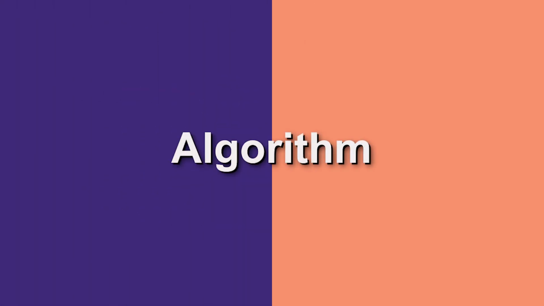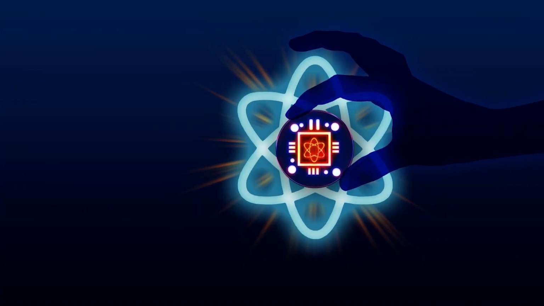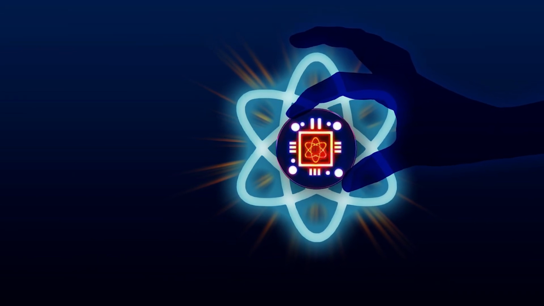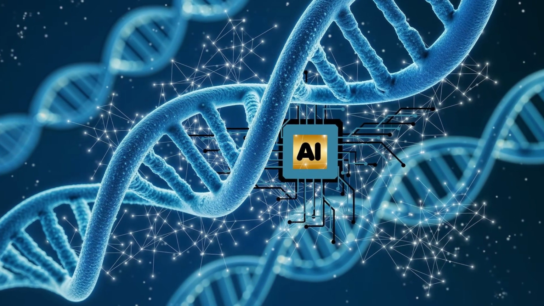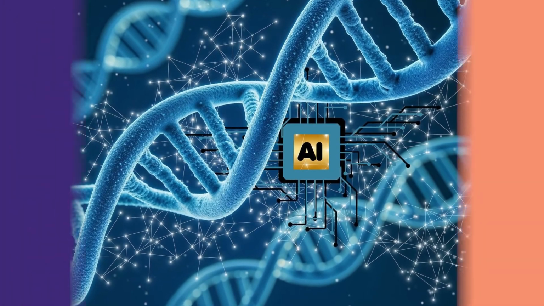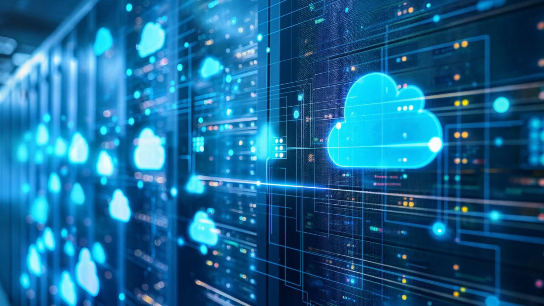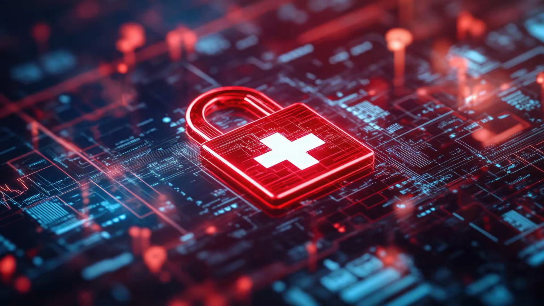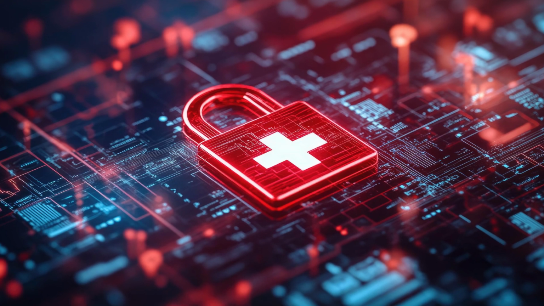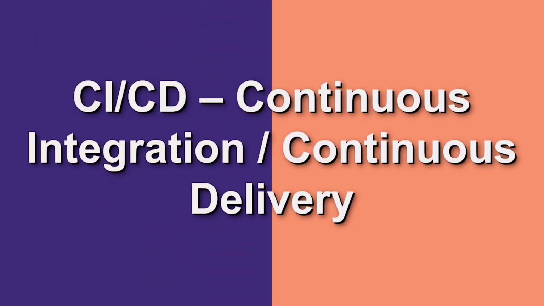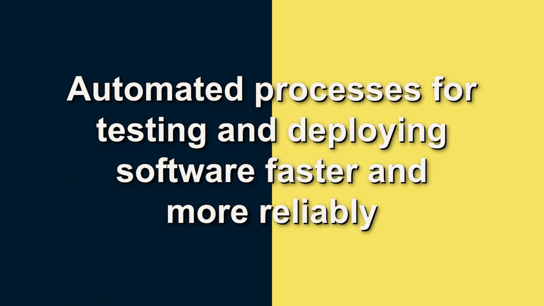10. Algorithm. A step-by-step logical method for solving a specific problem. The foundation of programming thinking. 9. Data structure. Different ways to store and organize data, like arrays, linked lists, trees, and graphs. 8. CI/CD. Continuous integration, continuous delivery. Automated processes for testing and deploying software faster and more reliably.